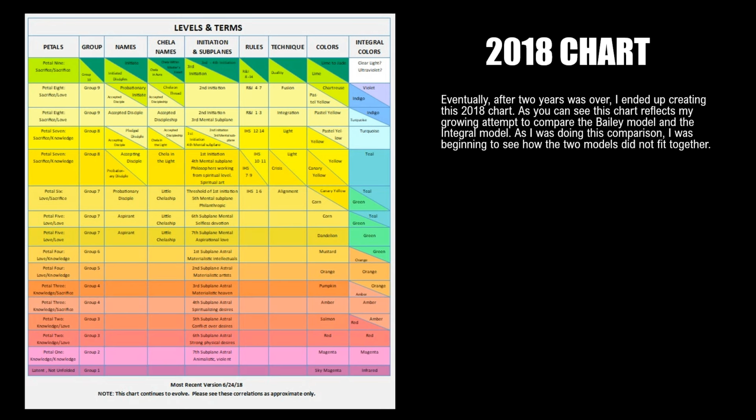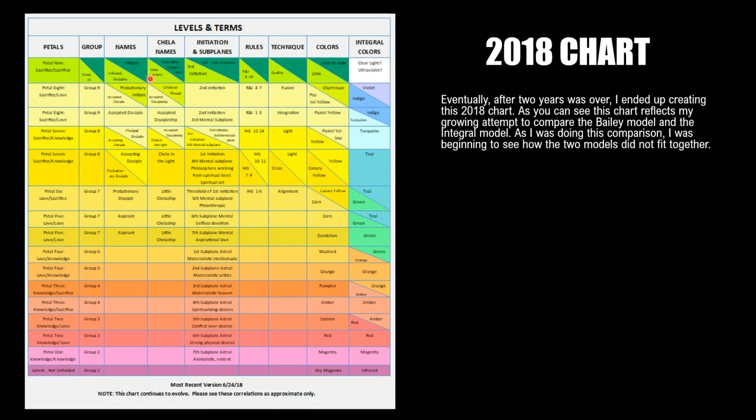Eventually, after 2 years was over, I ended up creating this 2018 chart. As you can see, this chart reflects my growing attempt to compare the Bailey model and the integral model. So, for example, here are the colors used in integral that were invented by spiral dynamics that were later blended into the integral system. I was trying to imitate colors myself, so I put my colors there. These colors are not found in the Bailey books. This is my innovation, and later you will see in this video I dropped this.